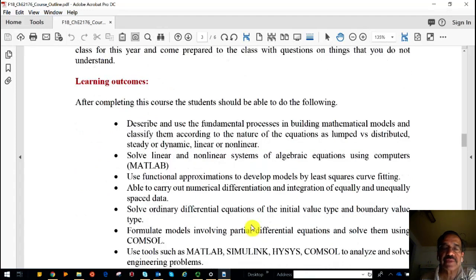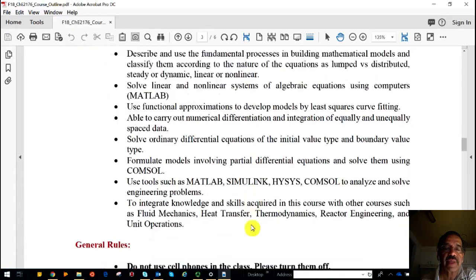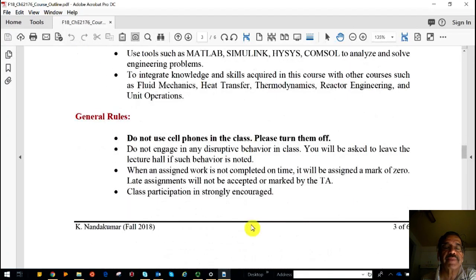Now, the learning outcomes are listed here. I'm not going to go through each one of them in detail, but I will tell you the general outline of the course shortly. Now, the general rules: do not use cell phones in the class. Please turn them off. You may want to use it during the attendance time, either from a laptop or a cell phone or a tablet. But outside of that, I don't want you to be browsing around with internet. Do not, of course, engage in any disruptive behavior in the class.